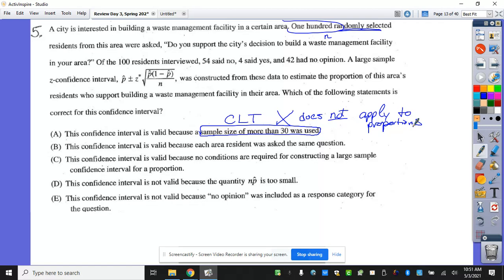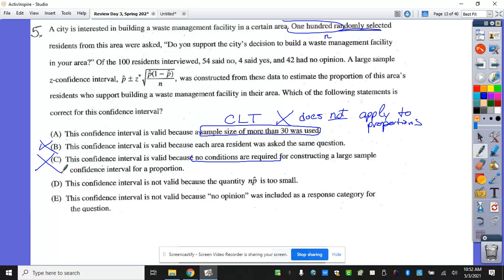B, the confidence interval is valid because each resident was asked the same question. Well, should they have asked them all the same question? Yes. Does that make it valid? No. So they're just kind of trying to throw you off with that one. The confidence interval is valid because no conditions are required for constructing a large sample confidence interval. Is that true? No.